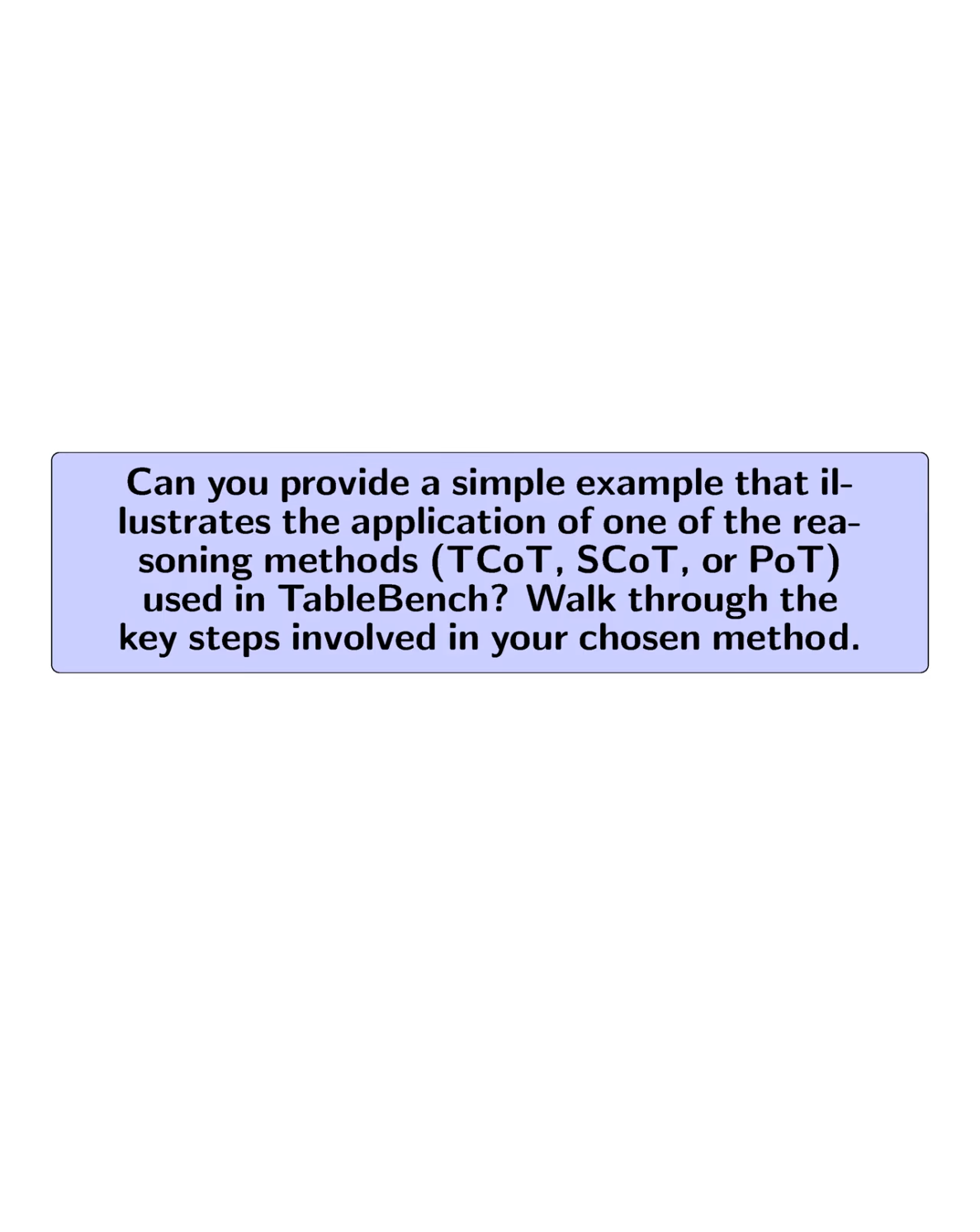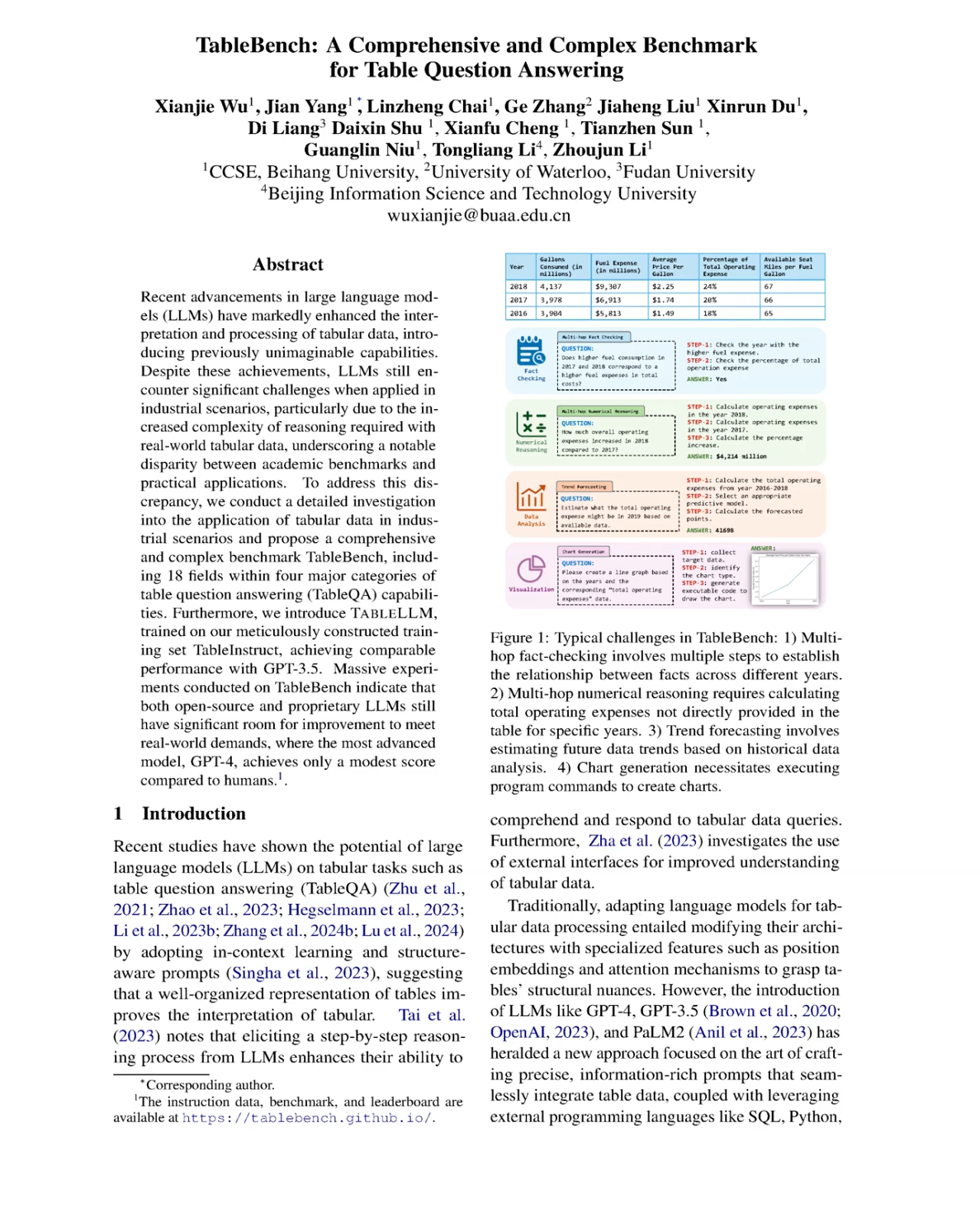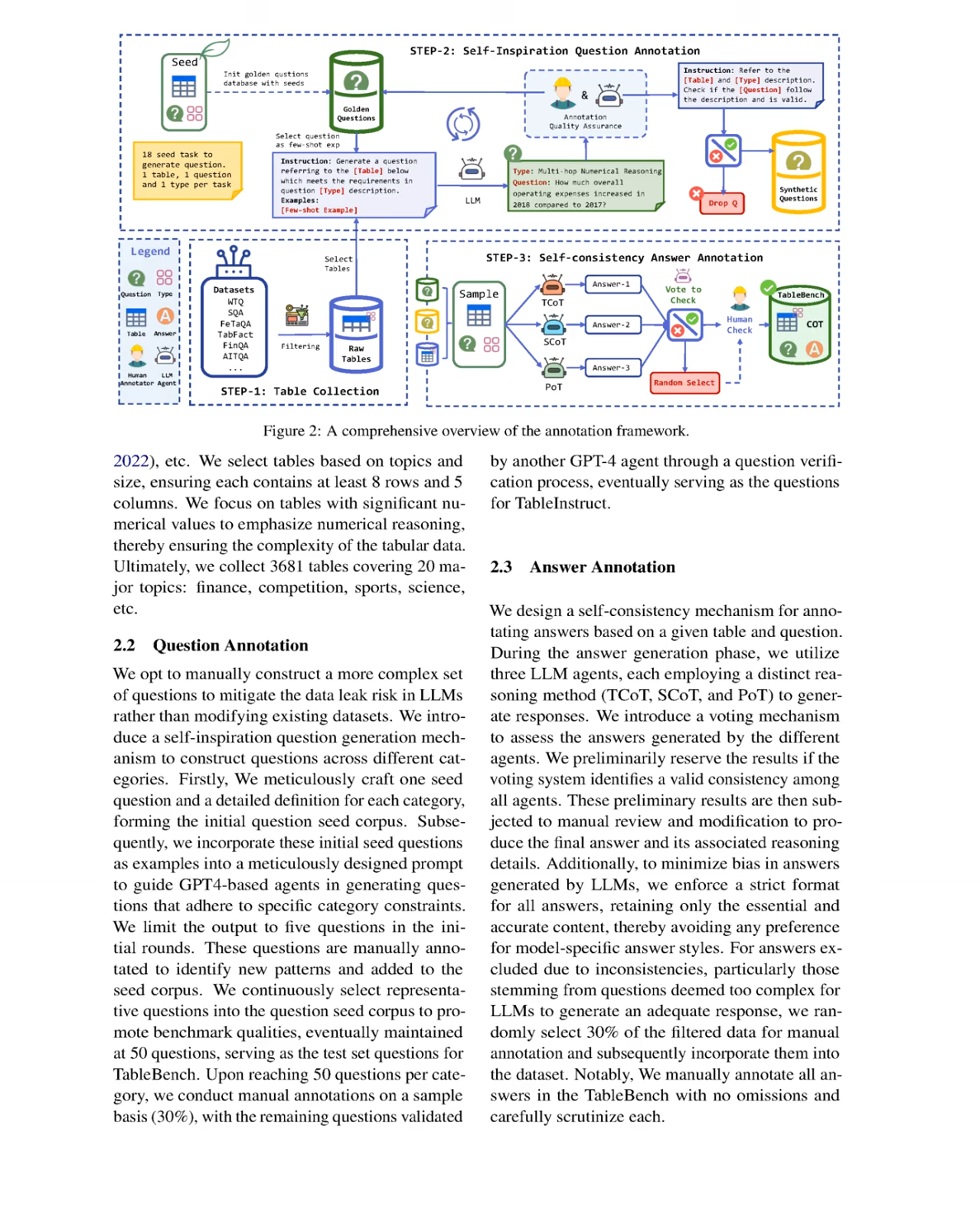Can you provide a simple example that illustrates the application of one of the reasoning methods, TCOT, SCOT, or POT, used in TableBench? Walk through the key steps involved in your chosen method. An example illustrating the textual chain of thought, TCOT reasoning method from TableBench involves solving a question based on a tabular dataset. For instance, consider a table containing sales data for different products over several months. The question could be, what was the total sales for product A in the last quarter?